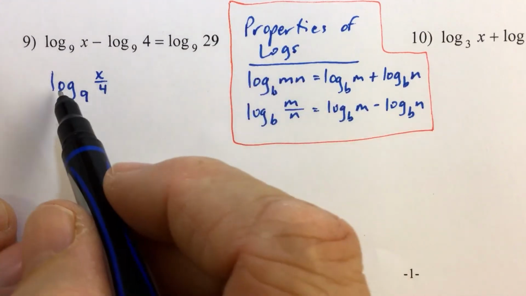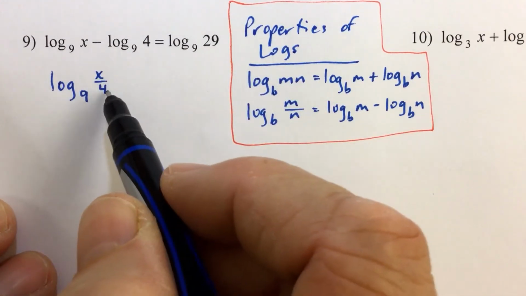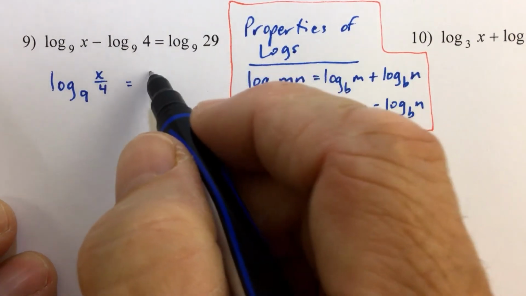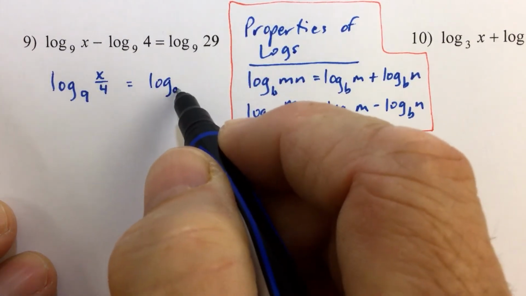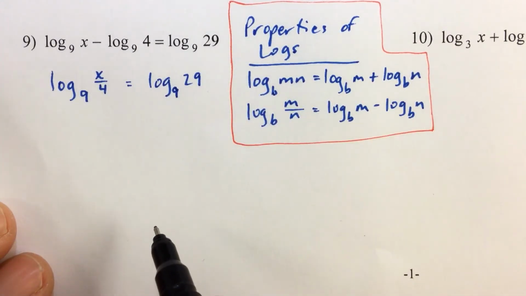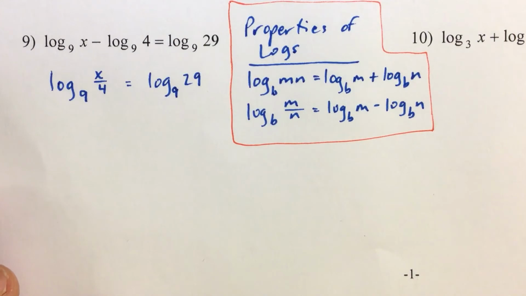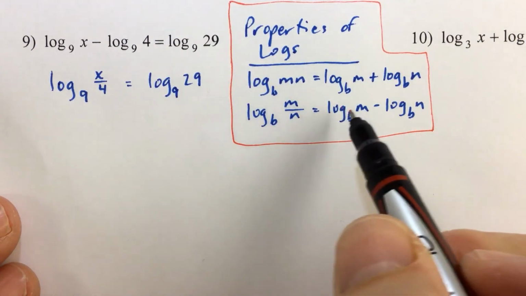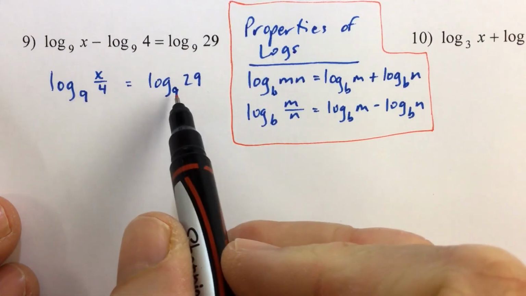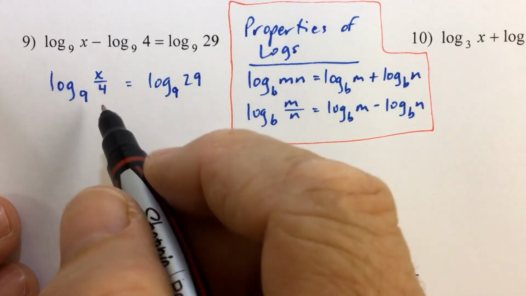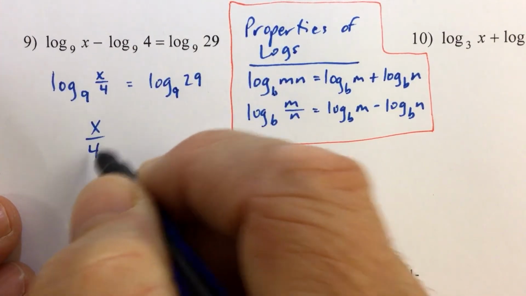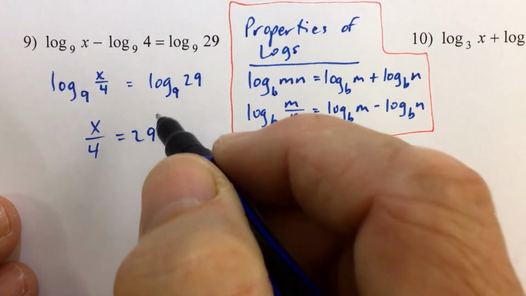Keep in mind, that's not the log base 9 of x over the log base 9 of 4. It's the log base 9 of x over 4 is equal to the log base 9 of 29. So now that we did that one little step using that one property, we're able to see that we have a log on both sides that has the same base, and because of that, we get to equate what we're taking the log of. So we have x over 4 is equal to 29.